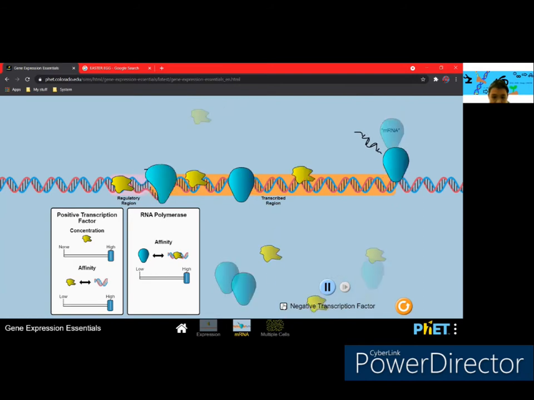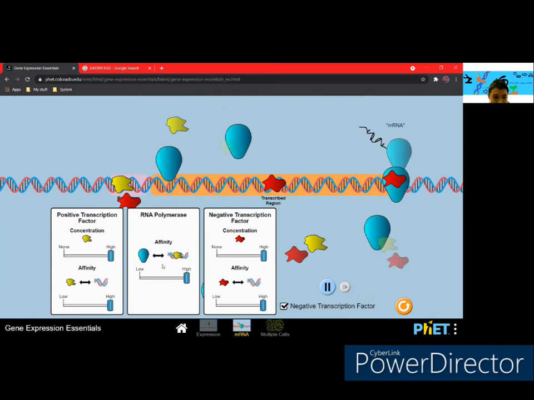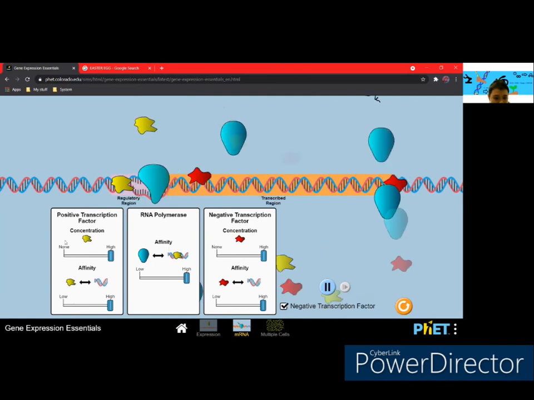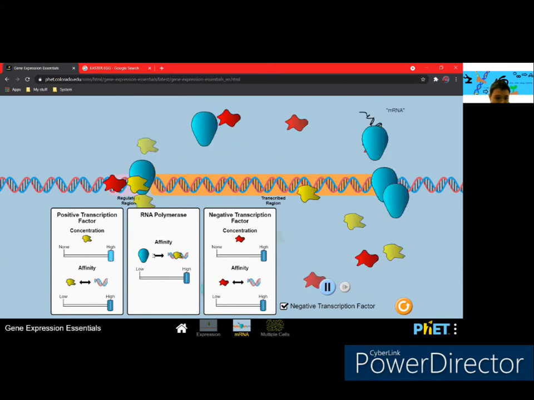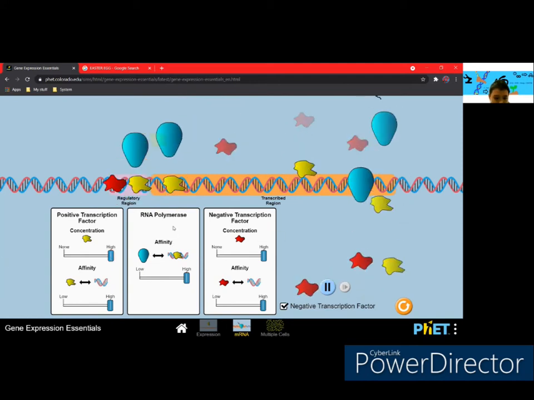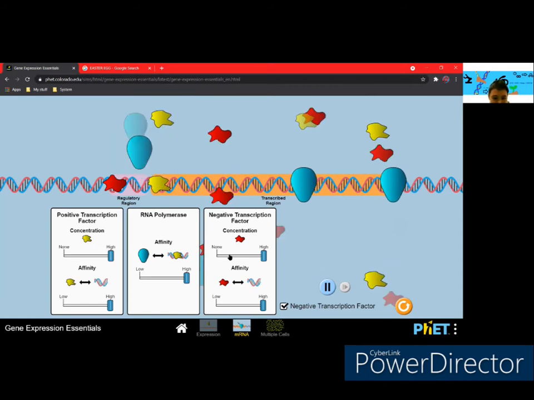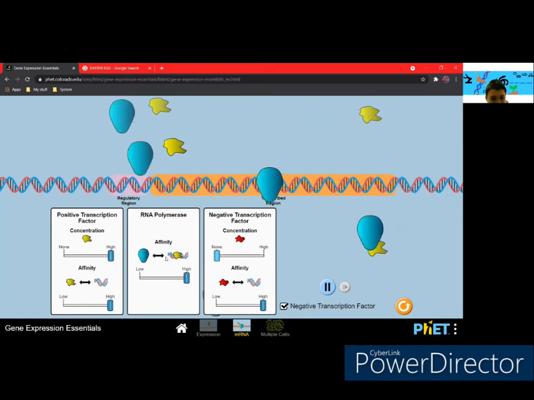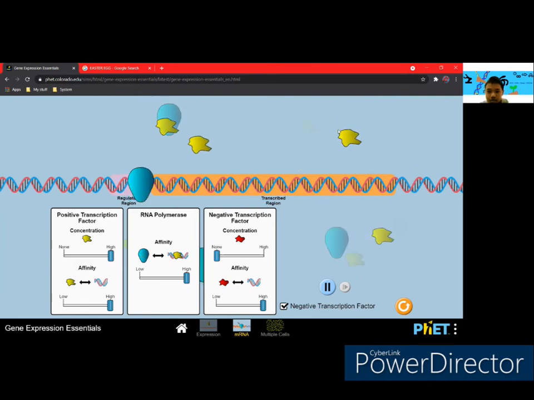So you can see if we have a negative transcription factor, it actually blocks transcription, so that the positive transcription factors can't bind. If we remove this, for example, if we turn the concentration to none, then the positive transcription factor can bind.